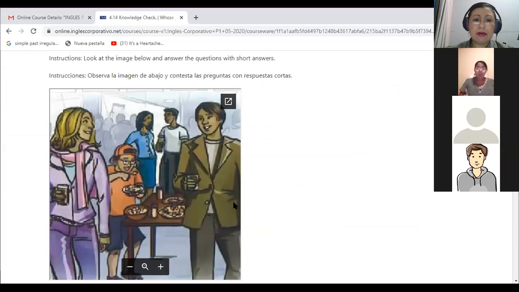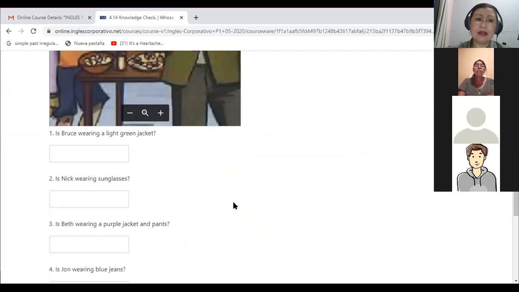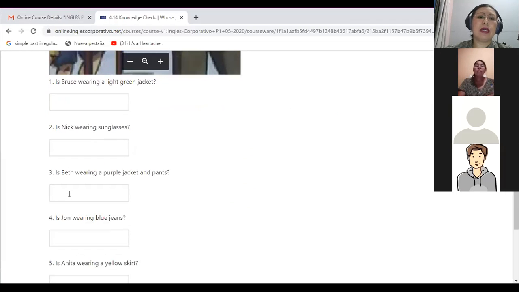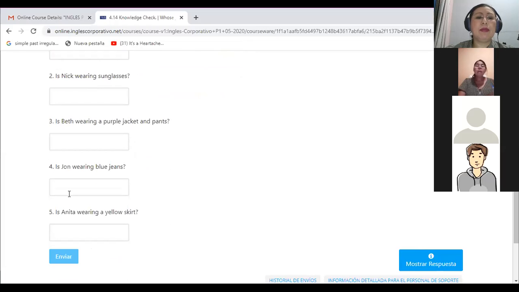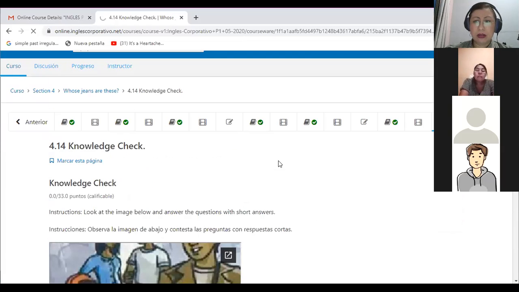In the 4.14, you have the knowledge check that many of you have already answered regarding to what people is wearing. For example, is Bruce wearing a light green jacket? Is Nick wearing sunglasses? Is Beth wearing a purple jacket and pants? Is John wearing blue jeans? Is Anita wearing a yellow skirt? So many of you already answered that. Muchos de ustedes ya contestaron eso. And then we move on to the 5 lessons. So for tomorrow, we are going to continue with the number 5. So today we are going to focus to conclude section number 4.